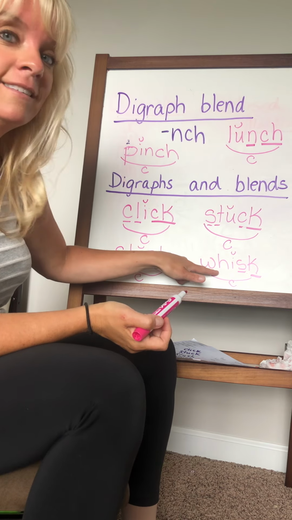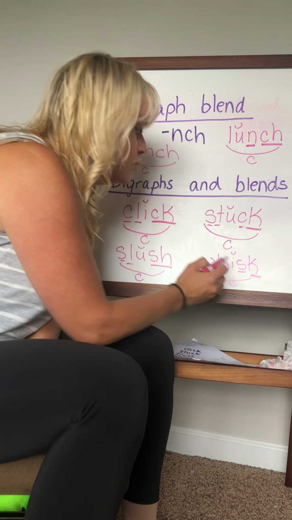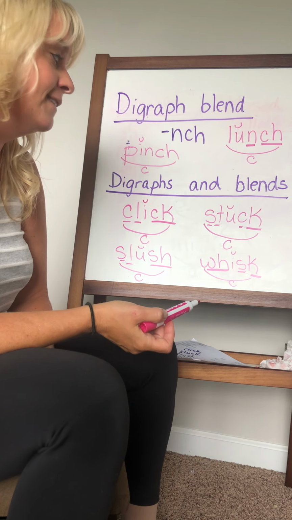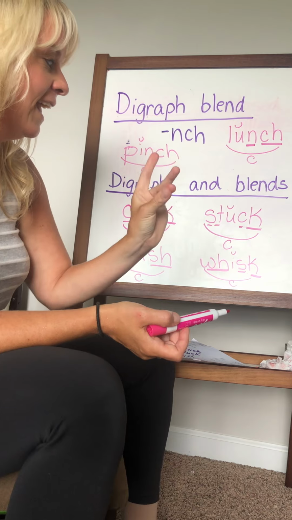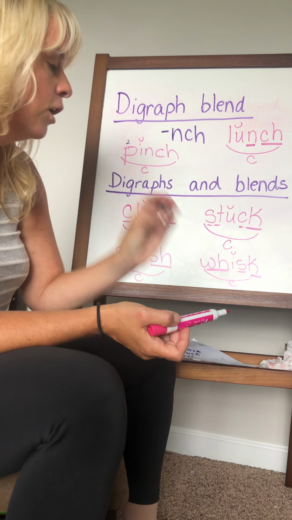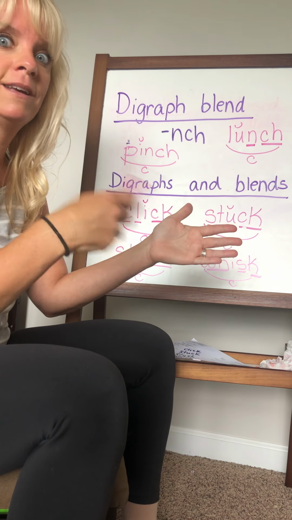Did you see this? The digraph's at the beginning this time. So now we're going to mark that up and tap it out. Get out your tapper. Ready? Whisk. Whisk. Like if you're going to whisk something, like when you whisk eggs, when you're making scrambled eggs in the morning.